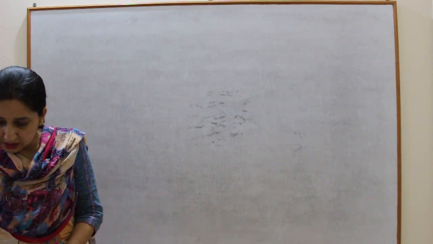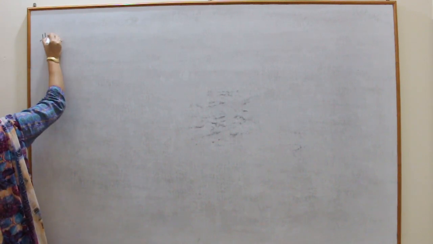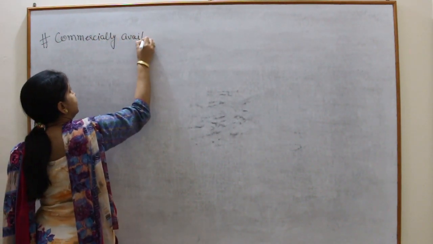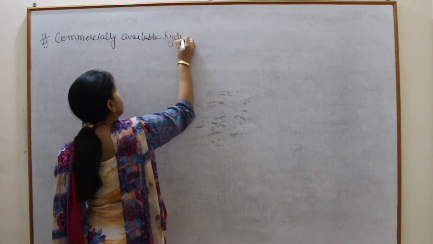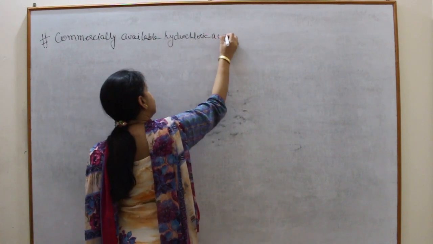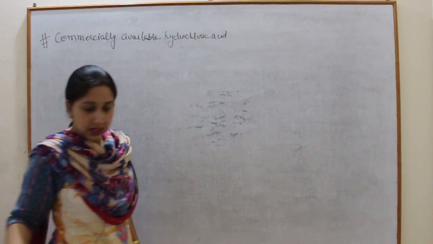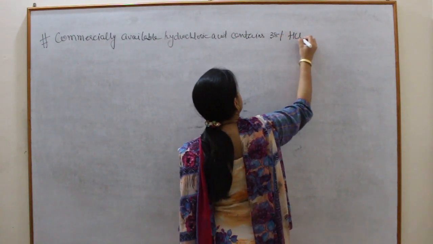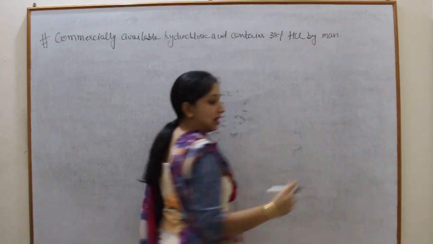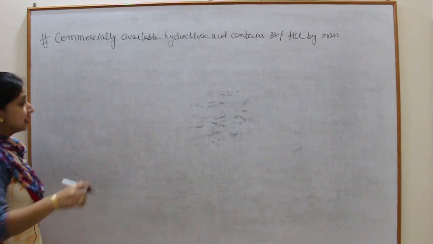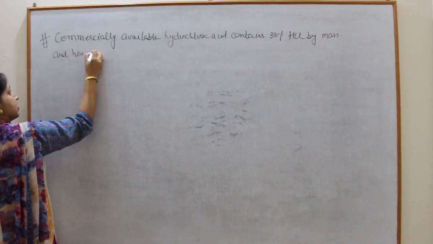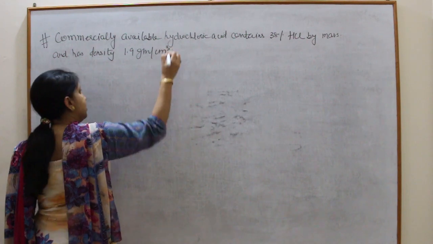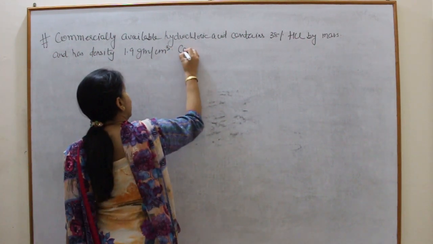हाँ जी बेटा, अपना नेक्स्ट न्यूमेरिकल है: कमर्शियली अवेलेबल हाइड्रोक्लोरिक एसिड contains 38% HCl by mass and has density 1.9 gram per centimeter cube. Calculate the molarity of the solution.